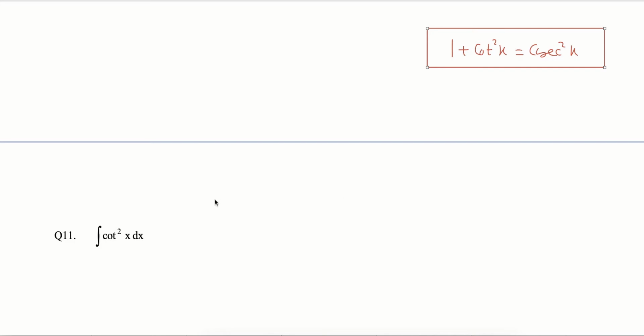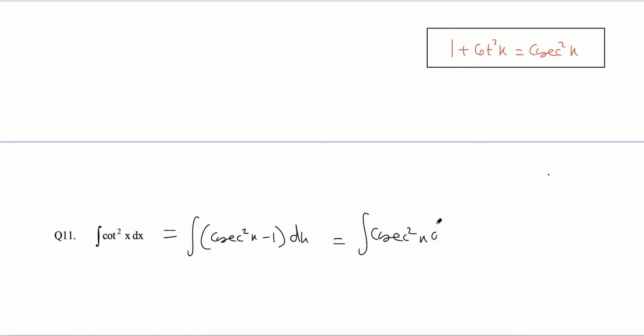Now, what should we write for cot square x? Cot square x is nothing but cosecant square x minus 1. So this will be written as integration of cosecant square x minus 1 dx. Expand it. You will get integration of cosecant square x dx minus integration of dx. Cosecant square x integration is nothing but minus cot x. And dx integration is x. So minus cot x minus x plus c. This will be your answer.